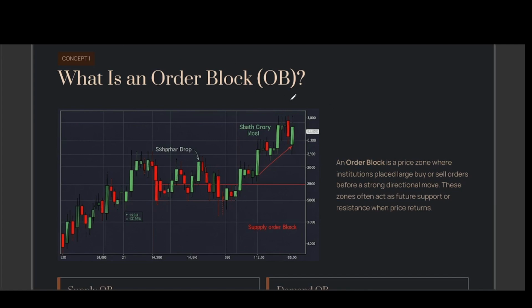Now, let's imagine there is a support region. Whenever the market taps this zone, it gives a sudden upward pullback. So this rectangular zone is called an order block.